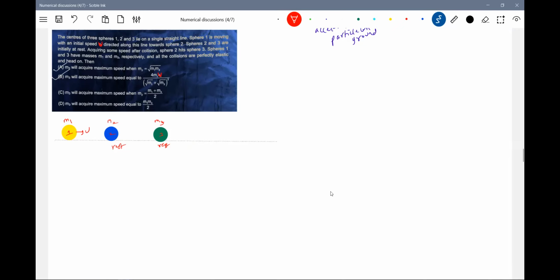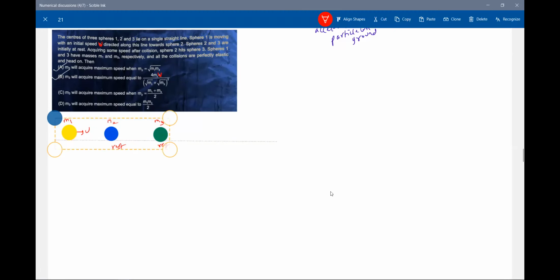Let's get into the concept now. Maximum speed: M3 will acquire maximum speed when something relates the two masses. Is it possible to bring an equation of this kind? First a collision will occur. After the first collision, we'll see what conditions will come.